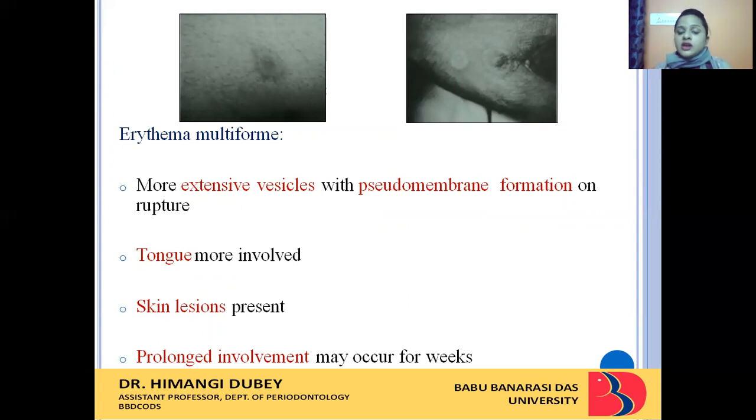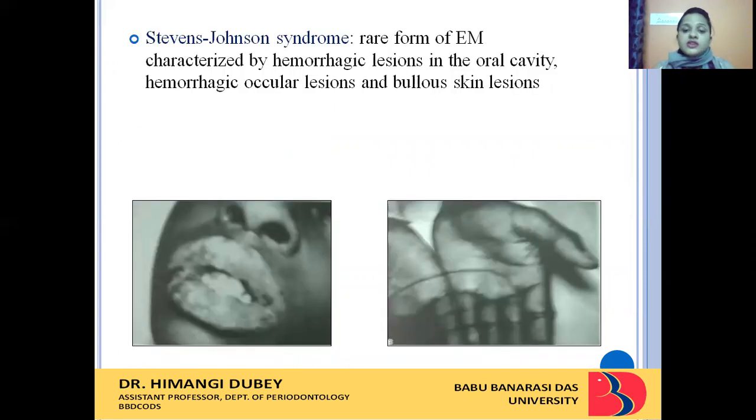Oral involvement in erythema multiforme may be accompanied by skin lesions, and the duration of erythema multiforme may be comparable with that of primary herpetic gingival stomatitis, but prolonged involvement may occur for weeks. Stevens-Johnson syndrome is a comparatively rare form of EM characterized by hemorrhagic lesions in the oral cavity, hemorrhagic ocular lesions, and bullous skin lesions.